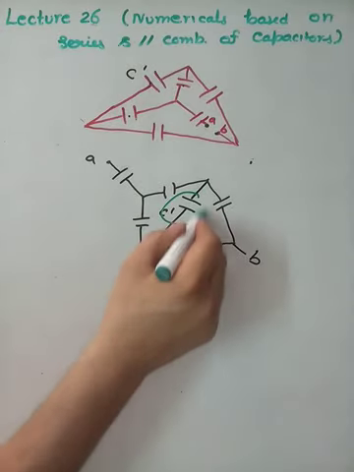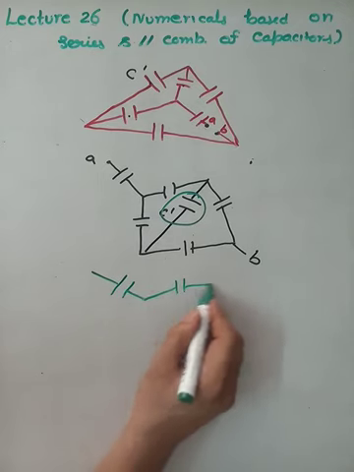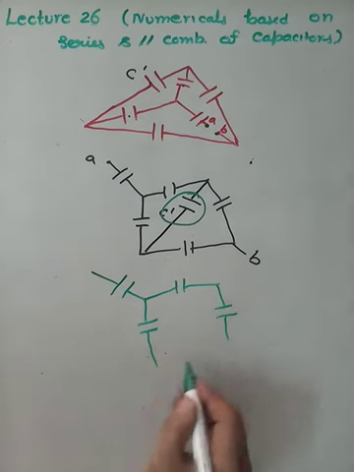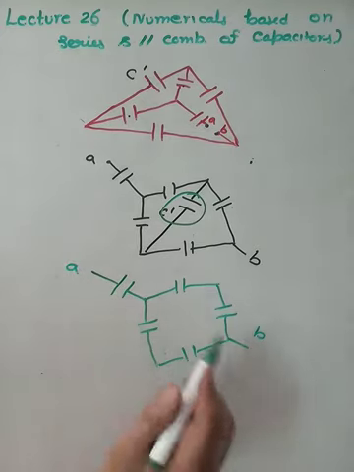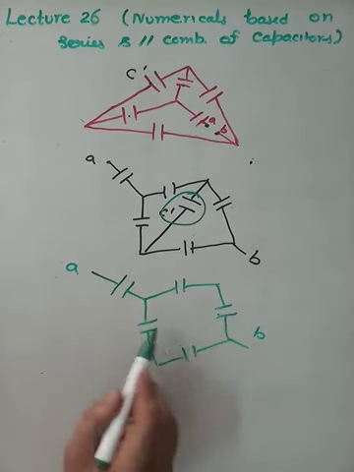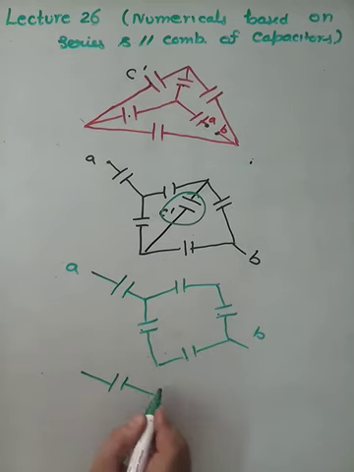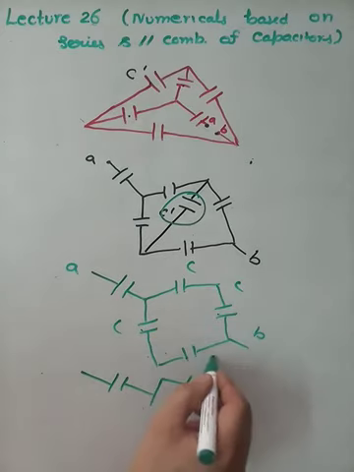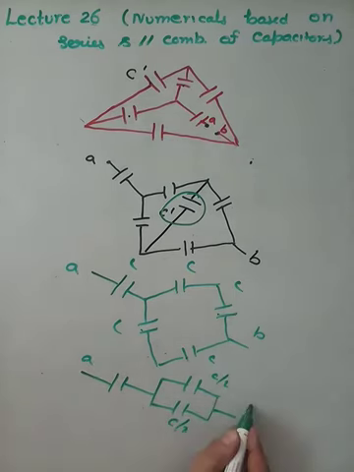If we neglect this C dash, what do we get? This is A. This is B, this is A. These two are in series. These two are in series. These two are in series since all the values are C. Therefore C by 2. This will be C by 2. This point is A and this point is B.